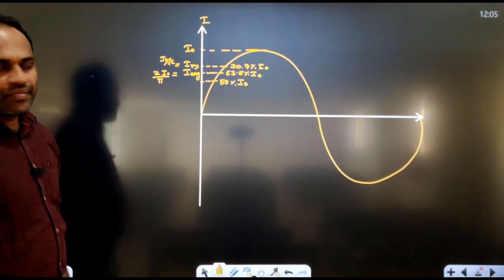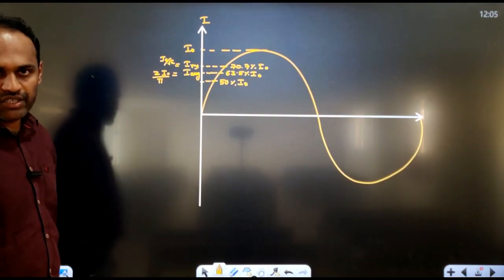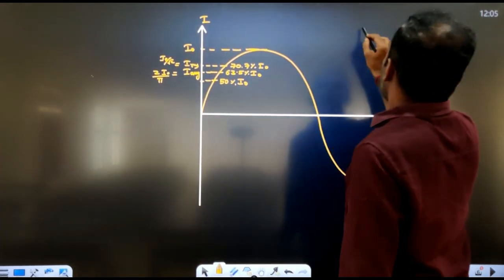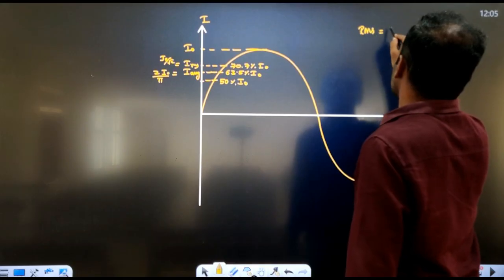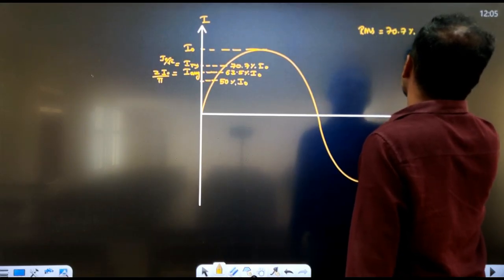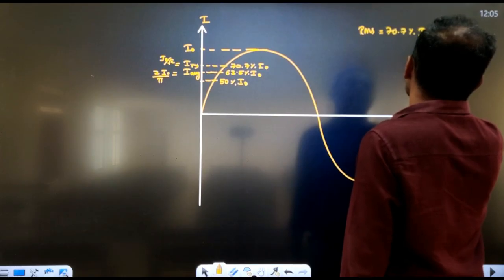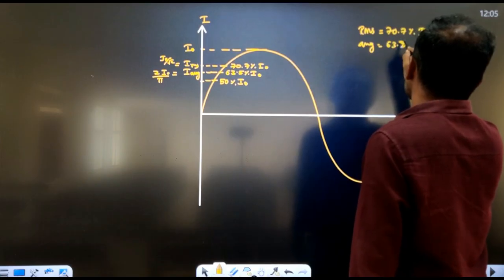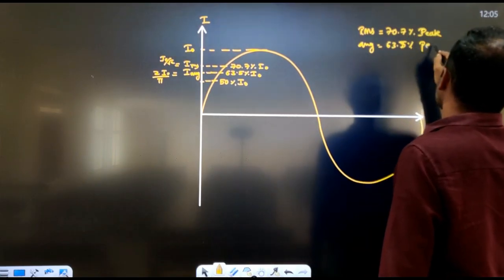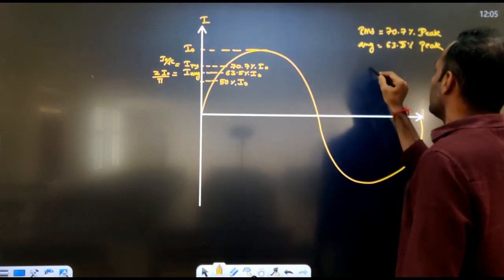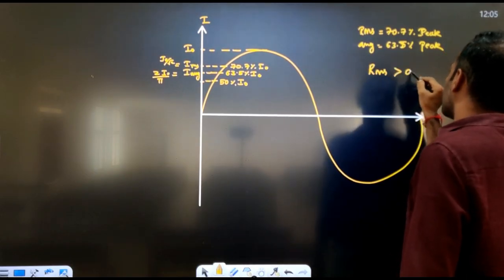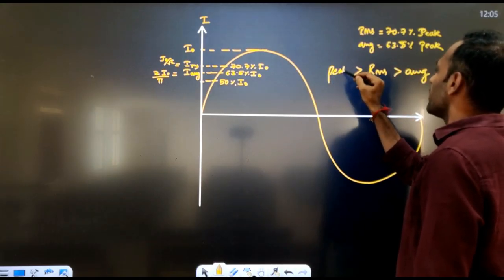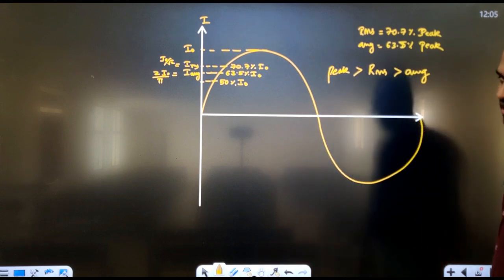Highest is the peak value, after that RMS value, after that average value. So remember, RMS value is equal to 70.7% of peak value, and average value is equal to 63.5% of peak value. It means that RMS value is greater than average value and RMS is less than peak value.